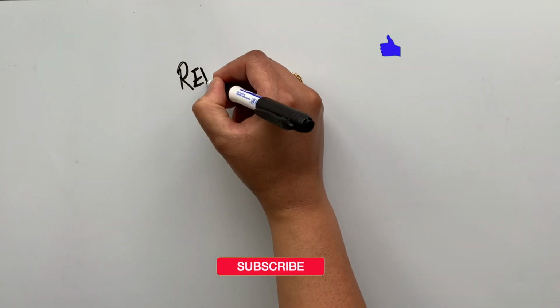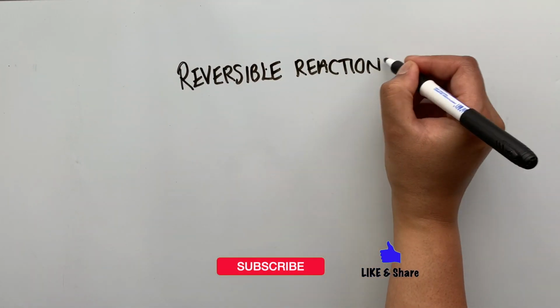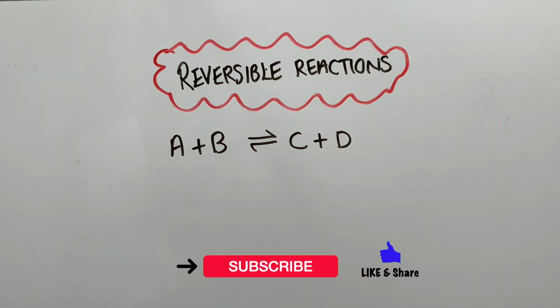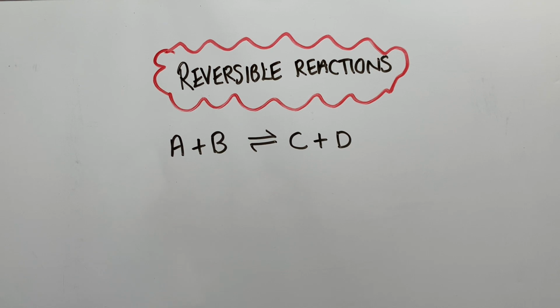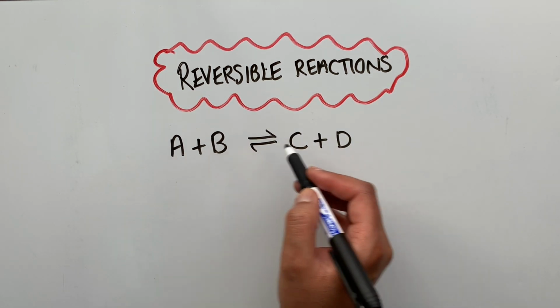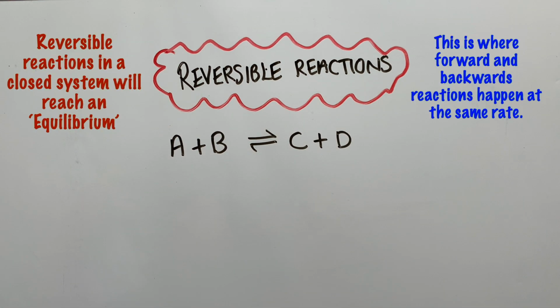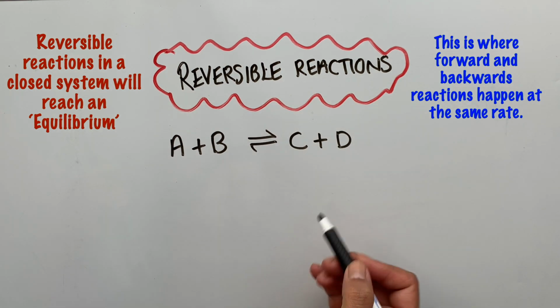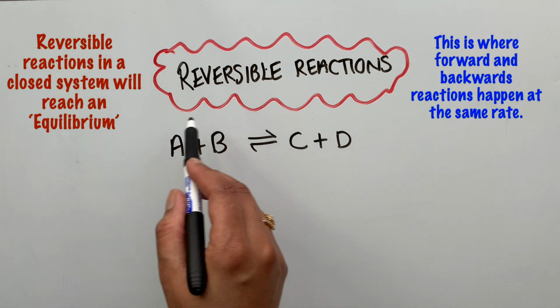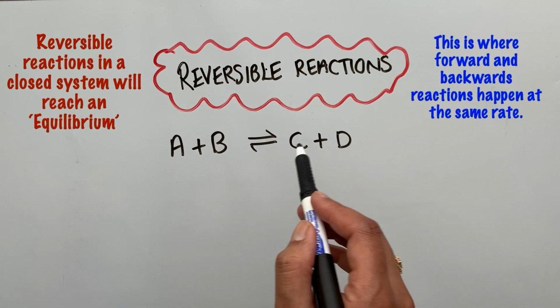Now let's consider reversible reactions. When we have a reversible reaction, it is shown by having an equilibrium sign going from the reactants to the products. What this means is that we have a forward reaction occurring at the same rate as a backwards reaction. So overall, we don't see any change in the concentration of reactants and products.